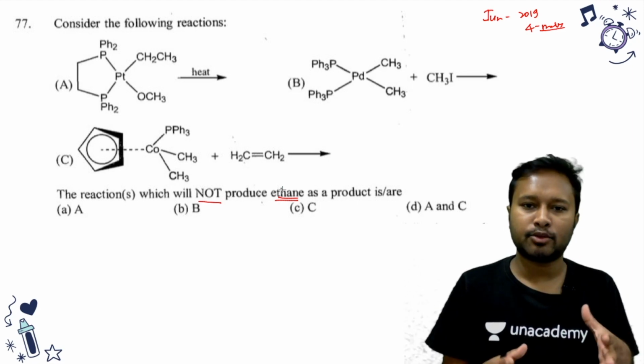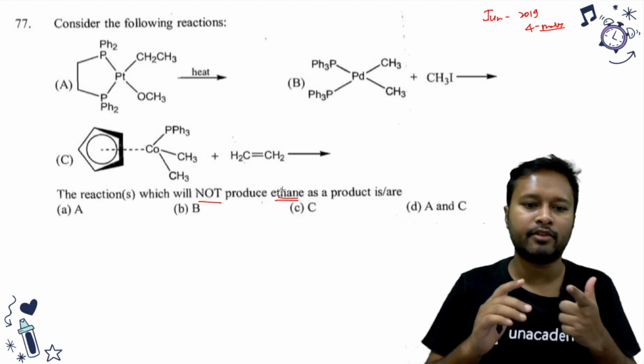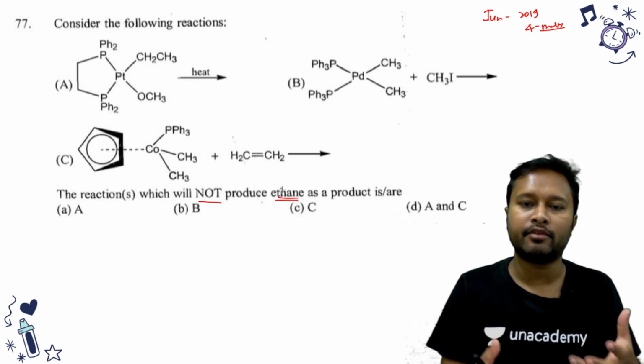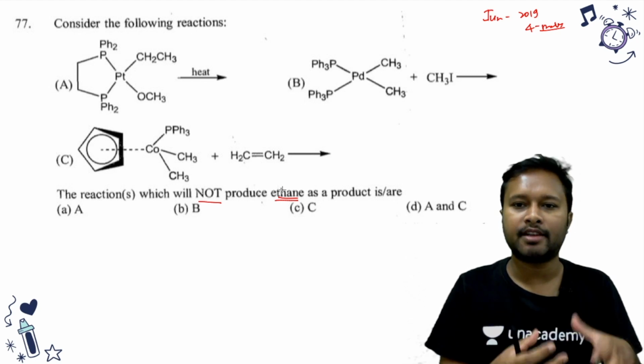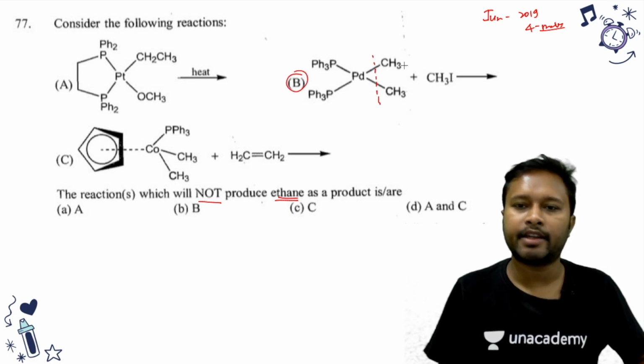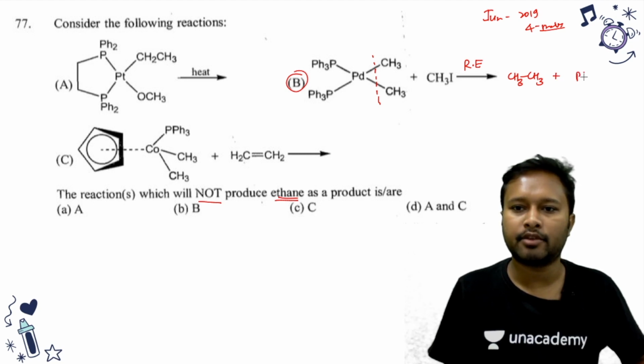To answer these questions, you have to be very good with the reaction mechanisms. You have to be good with oxidative addition, reductive elimination, beta hydride elimination. So I'll start from the very easy one. The easiest one is option number B. You can see that this particular group can undergo reductive elimination, and basically it can give you the ethane group, that is CH3, and later on the oxidative addition of methyl iodide to this is going to give you this complex.